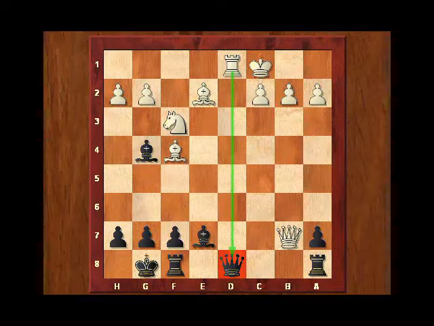Welcome to lesson 15, how to calculate: assumption is our glue. In the previous lessons we have seen that calculation consists of constantly looking for candidate moves for both ourselves and our opponent. We have stressed the importance of the idea of falsification, which states that you should put your moves and ideas to the test before playing them.